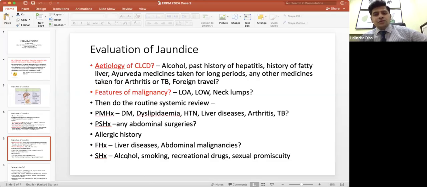In the social history, if you have not asked previously about alcohol, better you ask that, because a patient with jaundice, if you don't ask about alcohol, we will definitely fail you. That's a very bad mistake. A patient with jaundice, if you do forget to ask about alcohol, it's a huge mistake. Right. So social history asks about alcohol, smoking habits, recreational drugs like intravenous drug usage, and also sexual promiscuity. So those are the questions that you got to ask the patient.